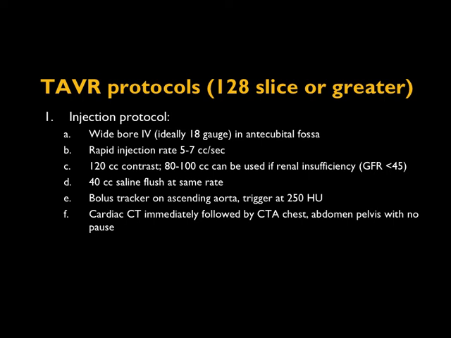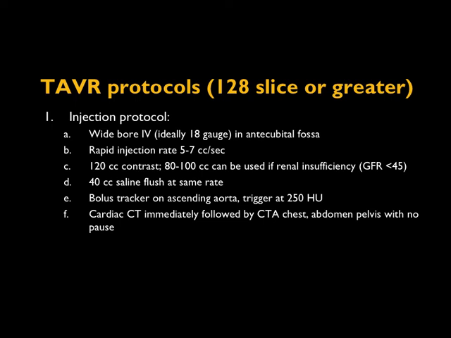We usually use a fair amount of contrast because we have to do both cardiac imaging and then also follow with a CT angiogram. So we generally give 120 cc's. If you do have renal insufficiency, you can bring that down a little bit. A saline flush is critical, and I'll show you why.